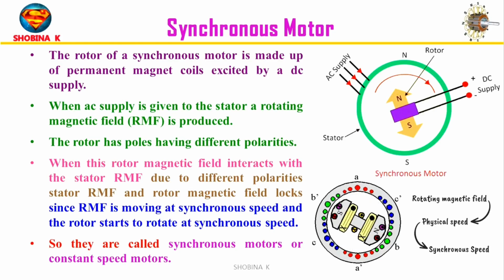When AC supply is given to the stator, a rotating magnetic field is produced. The rotor has poles having different polarities. When this rotor magnetic field interacts with the stator RMF, due to its different polarities, the stator RMF and the rotor magnetic field lock. Since the RMF is moving at synchronous speed, the rotor starts to rotate at synchronous speed. So they are called synchronous motors or constant speed motors.